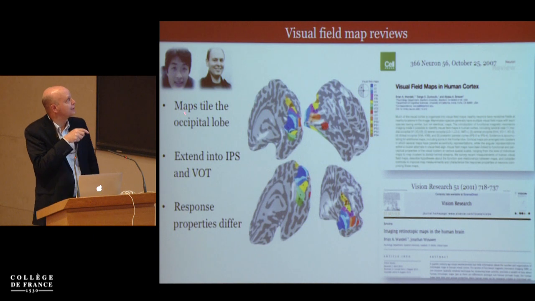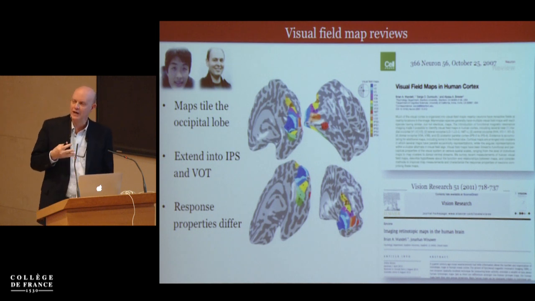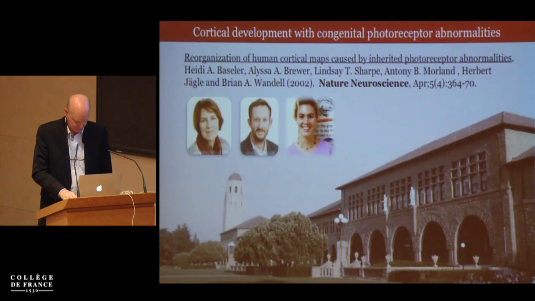I want to draw your attention to Kendra Kay, John Winawer, Doherty, many others. And we summarized the findings about, on the order of 20 to 25 maps that you can see that tile the posterior part of the brain, running from occipital to temporal and parietal cortex.